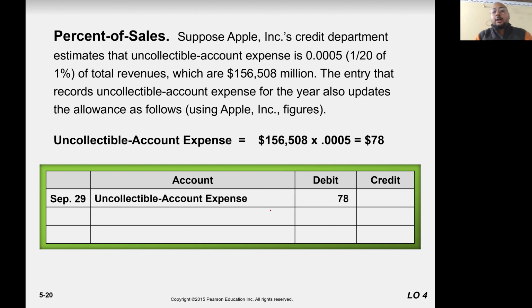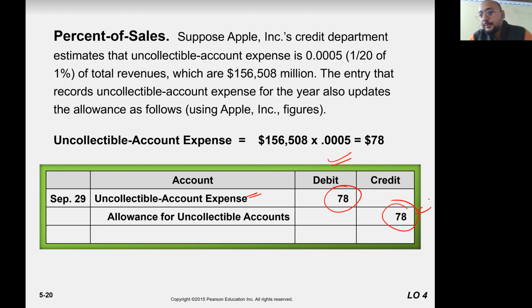The entry is going to be uncollectible expense 78. Expense increases, debit. Allowance for uncollectible is a contra account. If accounts receivable increases, debit. If the contra account uncollectible allowance increases, credit. Entry complete. Debit to credit.